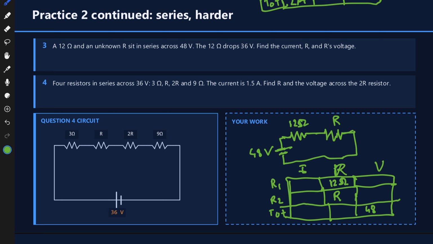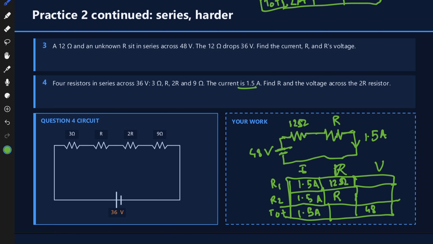Okay. And are we given anything else? The current is 1.5 amps. So I actually forgot to write that. I'll draw an arrow here and denote that 1.5 amps. Current is always the same. So 1.5 amps all around, right?